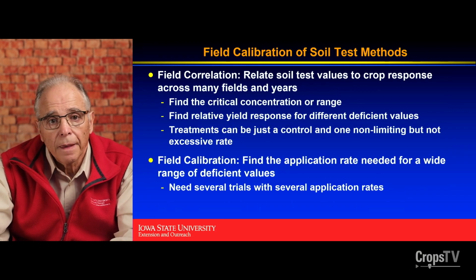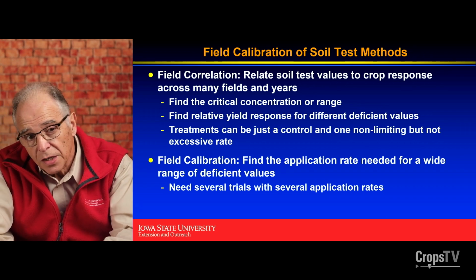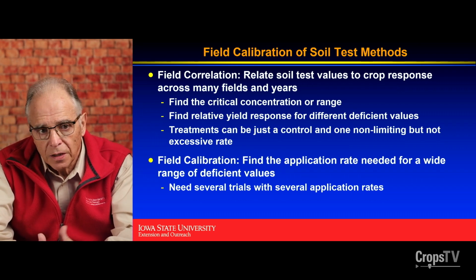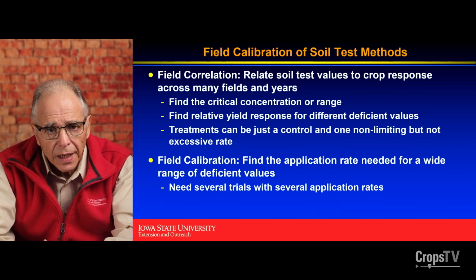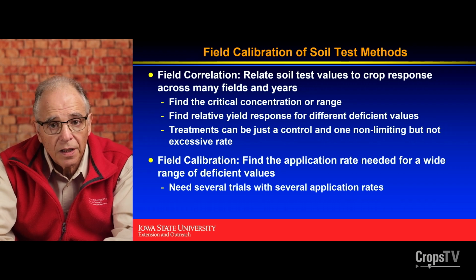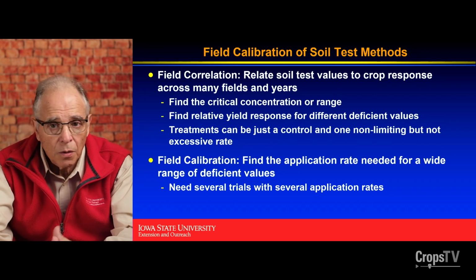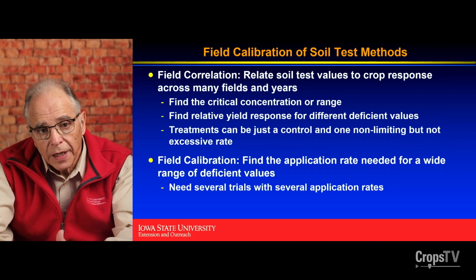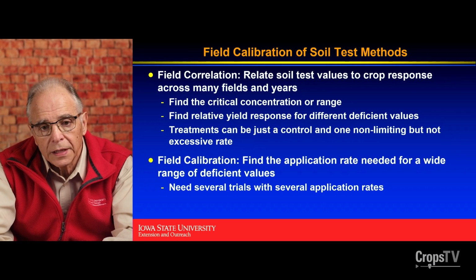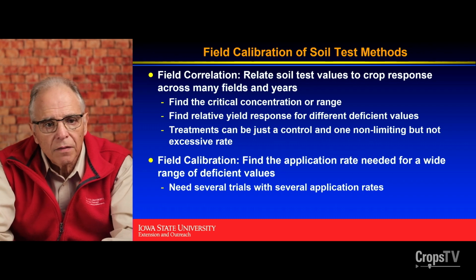and many years. Now, people use field calibration and field correlation, and those two things have different meanings. We can talk about field calibration in general, but there are two components there. Field correlation means to relate soil test values to crop response across many field years, okay? We need to find the critical concentration or range or optimum or whatever. We also need to find relative yield responses for different deficient values, okay? What is the potential response that you get from very deficient, very low to higher values?